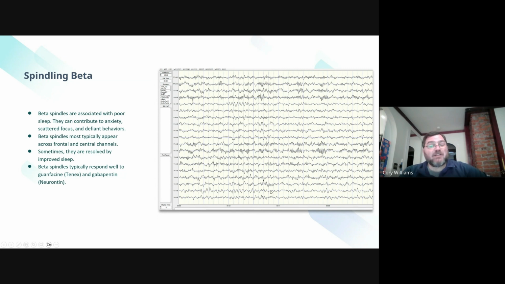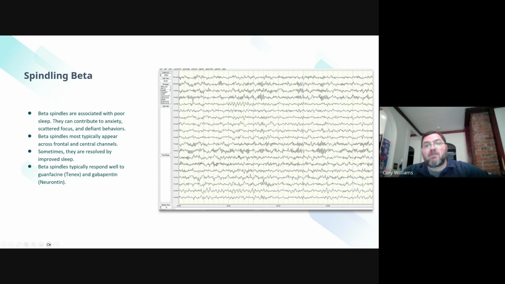If you see beta channels in CZ, it's kind of an insomnia marker. And generally, they're related to poor sleep. So if you see an EEG with beta spindles and you can get that person to improve their sleep, you have a good chance of seeing the beta spindles go down. These represent a kind of irritability of the cortex.